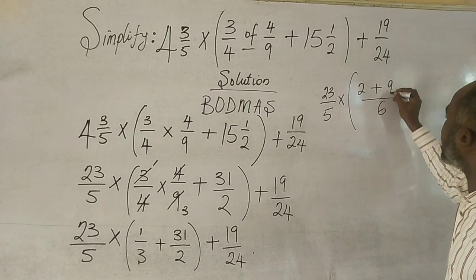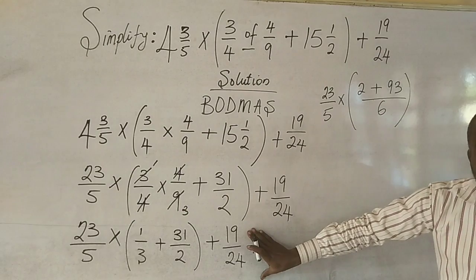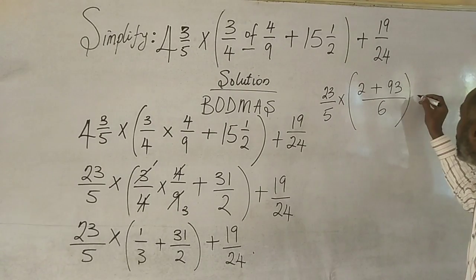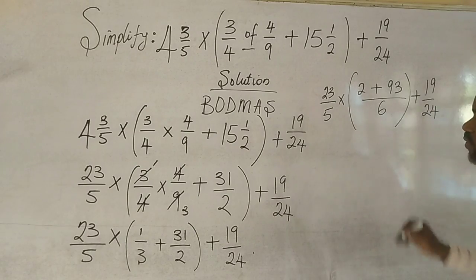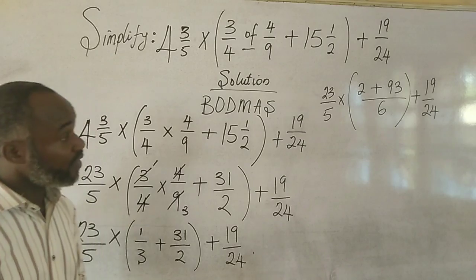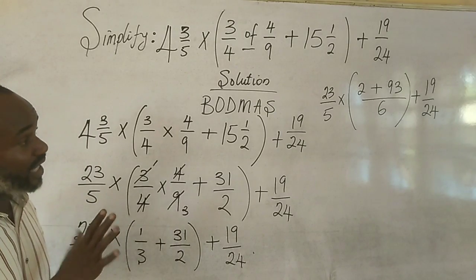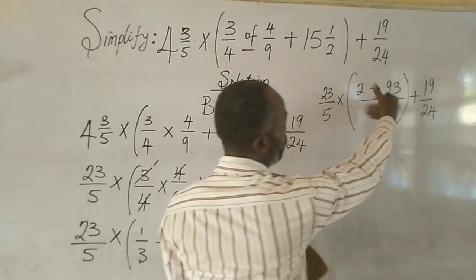So we have a 93 bracket close. Then we retain our plus 19 over plus 19 all over 24. Good. So let's see. That's what we're trying to do. Very simple. Look at it very well. Any confusion? I don't think so. So we still have something to do here.